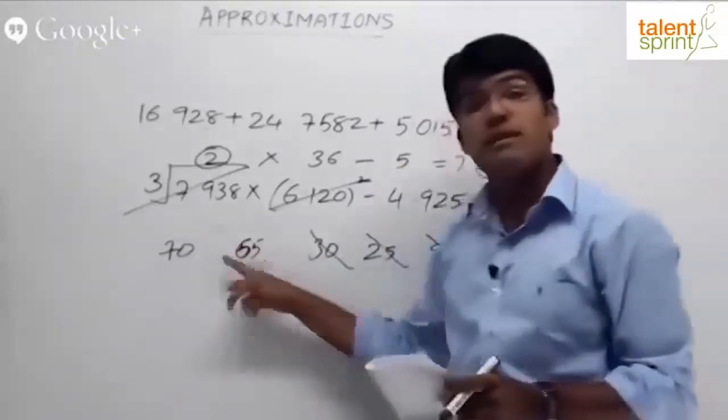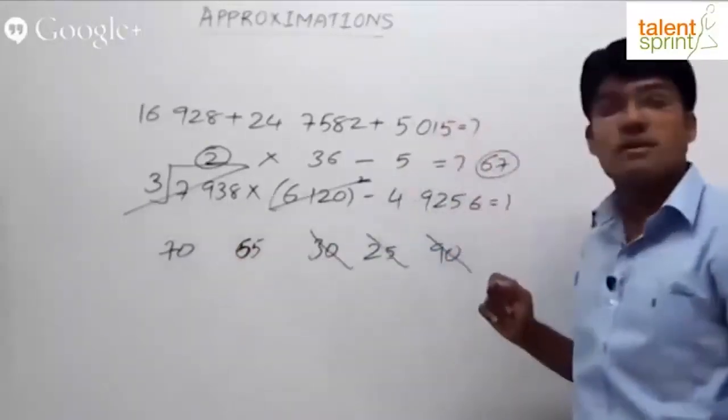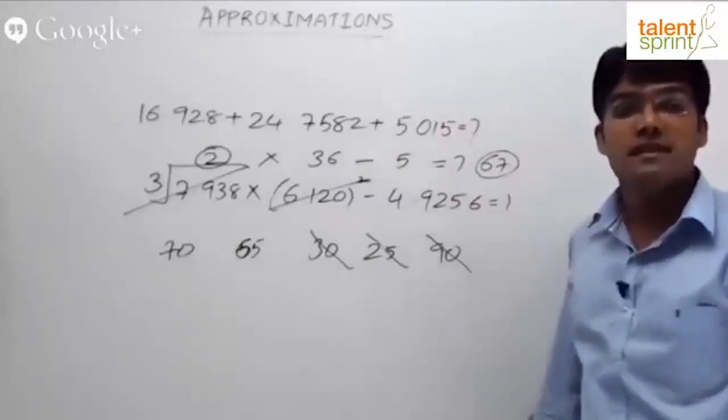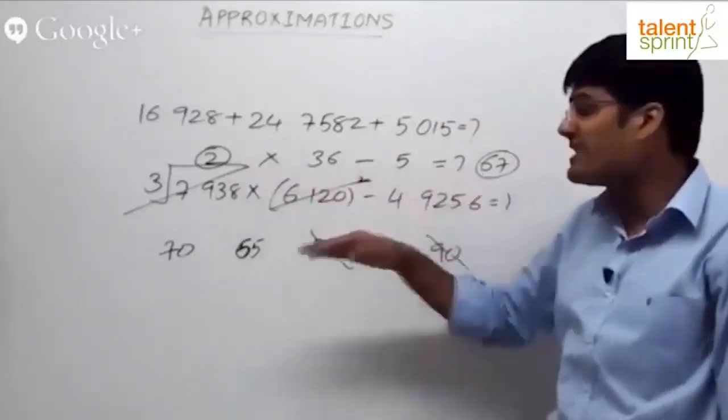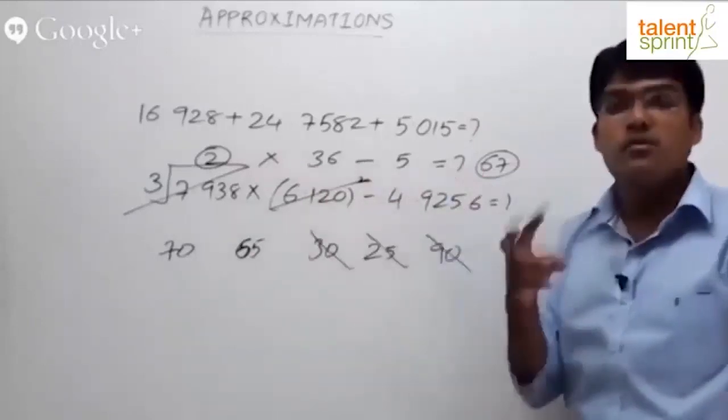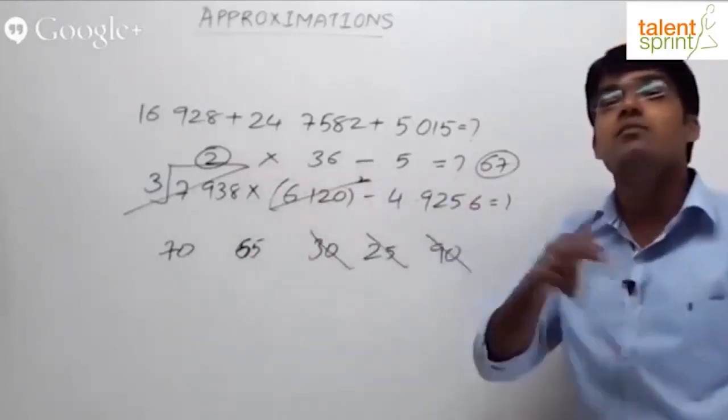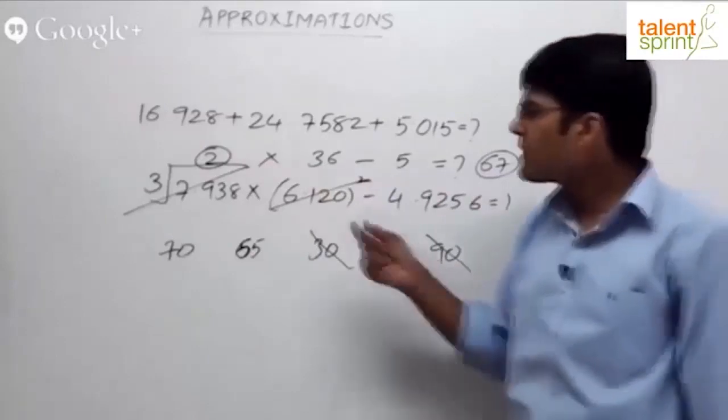But these two are possible. 70 is possible, 65 is also possible. And approximately our calculation says it's 67. So what do you do? 2 into 36, 72 minus 5, 67. Which one is the correct answer? In such a situation, you have to analyze. Will the actual answer be more or less? How do you do that?